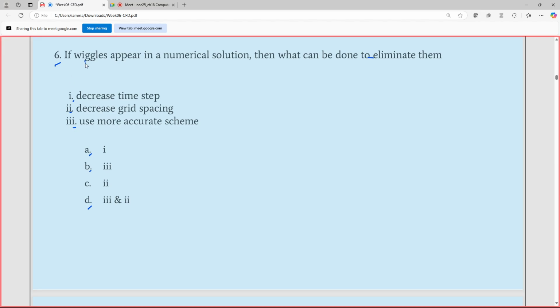So we have seen in the previous question what wiggles are. Wiggles are stable spatial oscillations. So if wiggles appear in a numerical solution, how to eliminate them? You can inbox your answers.